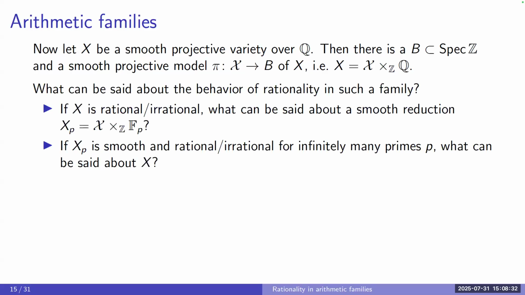Okay, so now I can ask what is the behavior of rationality in such a family? Very concretely, if this variety over the rational numbers is rational or irrational, what can I conclude about one of these smooth reductions? Let me write X_p to mean the base change of this model to F_p. And conversely, if I know something about some of these fibers, say they're rational or irrational for infinitely many, or maybe a positive proportion, can we conclude anything about X?